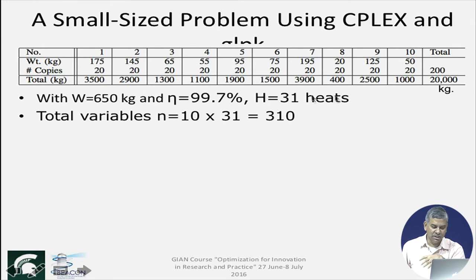So you can back calculate and see how many hits you need. So divide this by 650. It turns out that even if you assume that you will be utilizing 99.7% of the metal every time you hit it, you require 31 hits, because if you do 30 hits, you will not be able to get that much material. So the total number of variables is 31 times 10, 310. It's a modest number, 310 variables. For a linear program, it's not big, but for an integer linear program, it is a sizable number, okay?